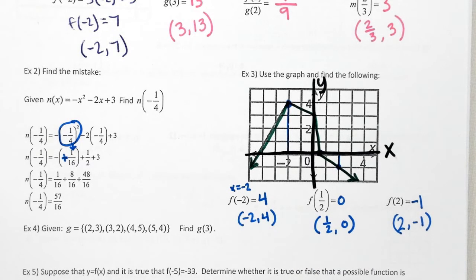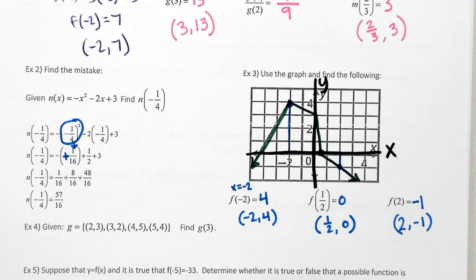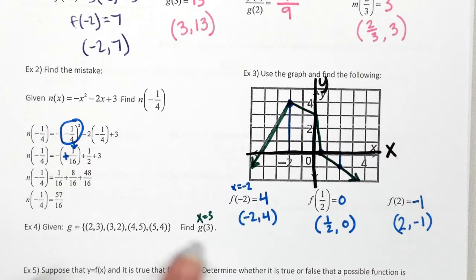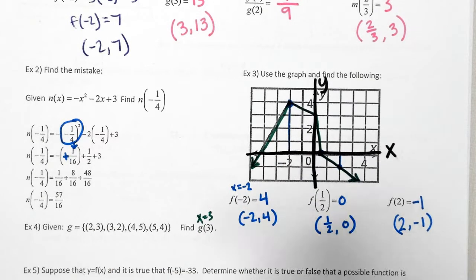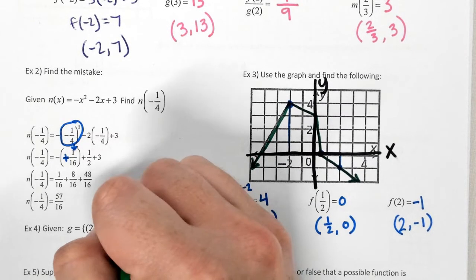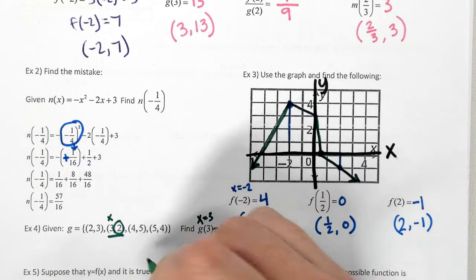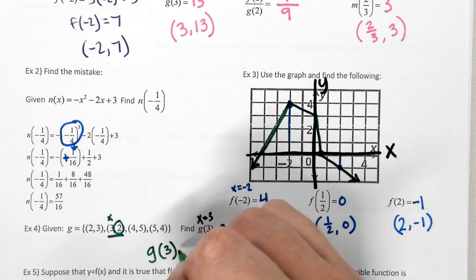Now look at this one, example 4. It says, given all of these points, find g of 3. Well, which point has x equals 3? This one, right? This is my x, so what does y equal? 2. So g of 3 equals 2.